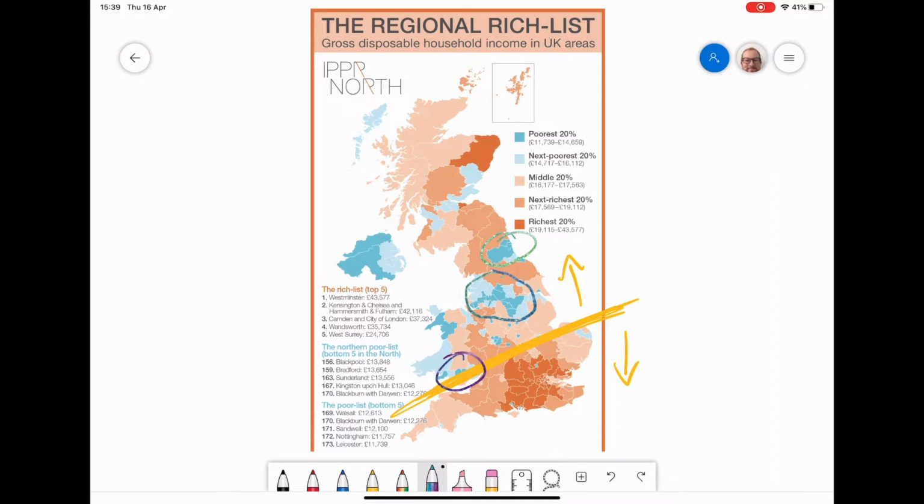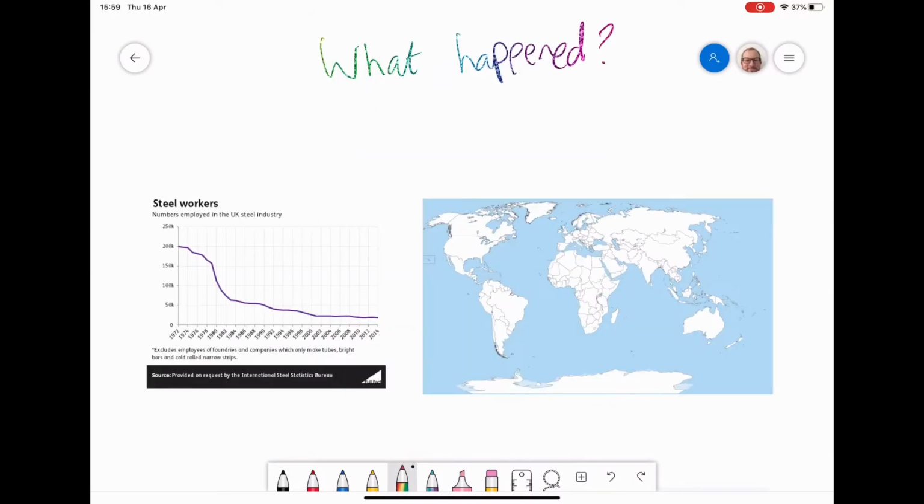And there is a reason why that has happened, and that is very much related to changes in the global economic system that have impacted on places. And that's the really important reason that we need to discuss how these changes have had impacts on the places that we see. So the big question to answer is, what happened?